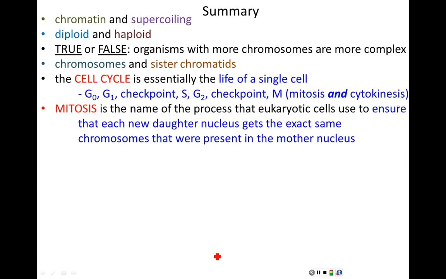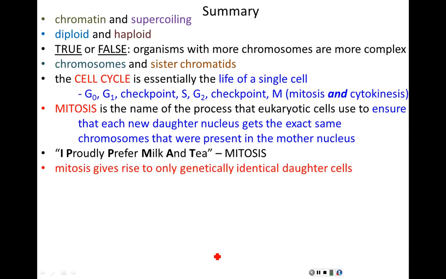We went over mitosis in some detail. Mitosis is the name of the process where eukaryotic cells divvy up identical chromosomes, giving two new daughter cells two identical complements of genomes that was present in the one mother cell. I already told you the mnemonic. I proudly prefer milk and tea. I recommend you memorize that phrase at least, allowing you to remember interphase, prophase, prometaphase, metaphase, anaphase, and telophase. You are responsible for the names of these stages, the proper order in which they occur, and the major cellular events that occur in each of them.